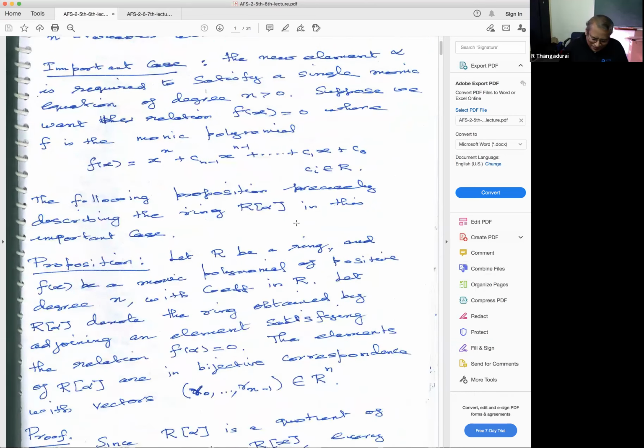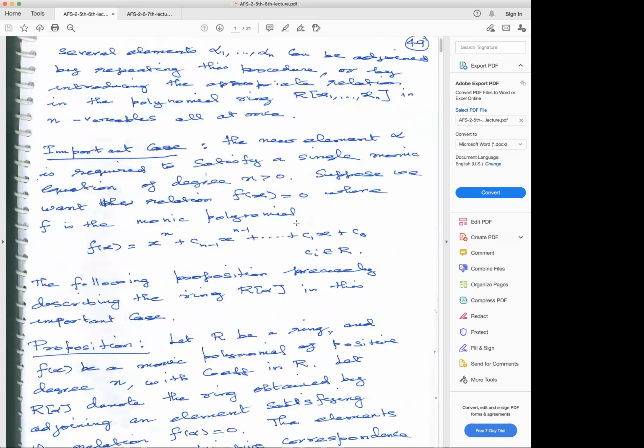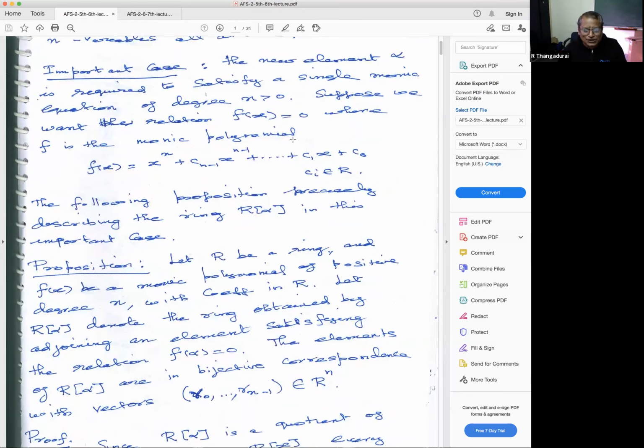Okay. So we are in the middle of something. We started with the ring. Then we introduced polynomial ring. Then we introduced one kind of homomorphism called the substitution principle. Using that, many properties we have been deducing.